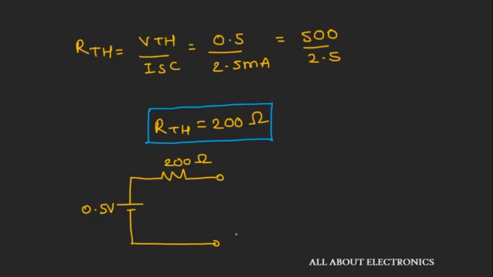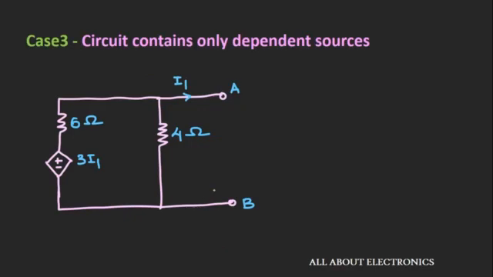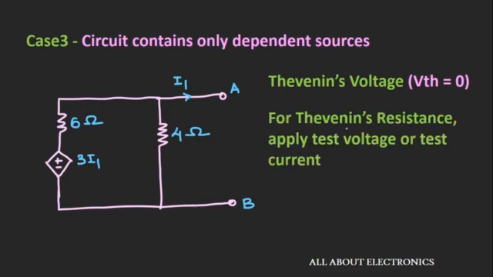Now let us see the third case where the circuit contains only the dependent sources. So in such cases, the value of the equivalent Thevenin's voltage will be 0, as it doesn't contain any independent sources. Now in such cases, to find the Thevenin's equivalent resistance, just apply a test voltage or a test current across its two terminals. So either apply a test current or a test voltage across these two terminals, and using this we can find the Thevenin's equivalent resistance.